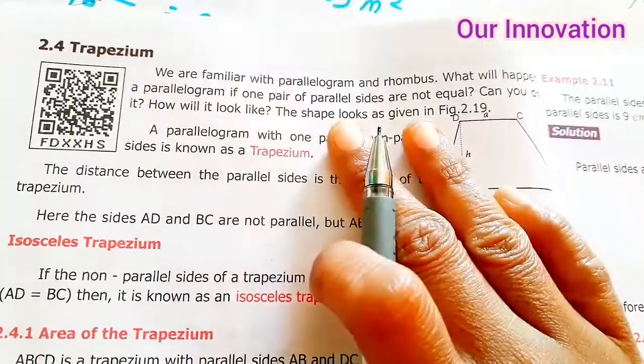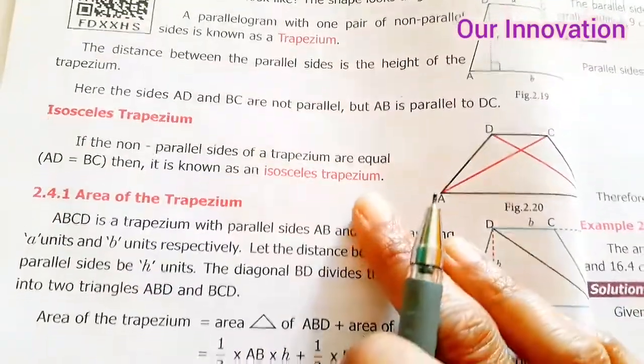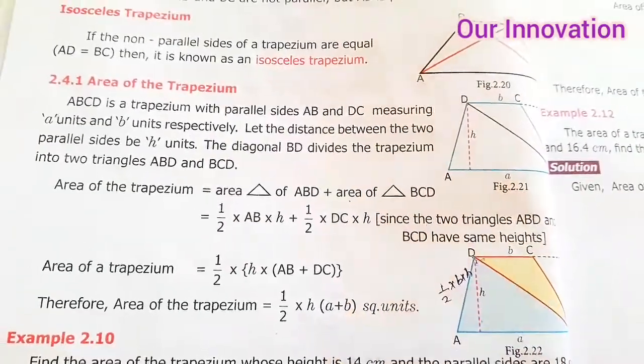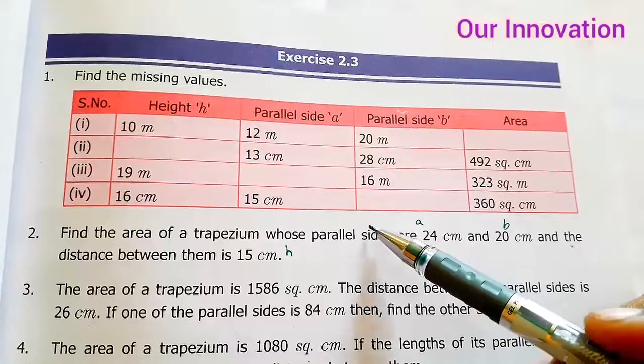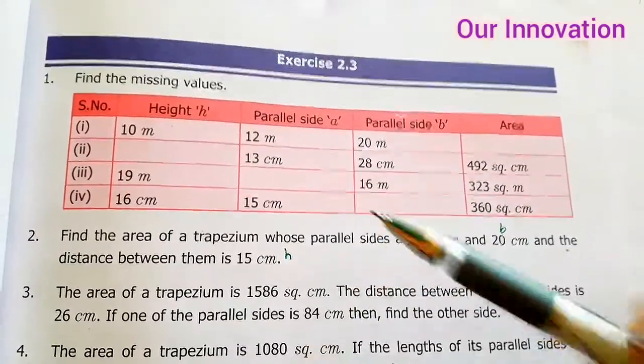Students, in this video we learned what a trapezium is, the isosceles trapezium, and the trapezium formula. We have completed this. In exercise 2.3 we completed the first two sums, the first sum and second sum. The remaining sums we will see in the next video.